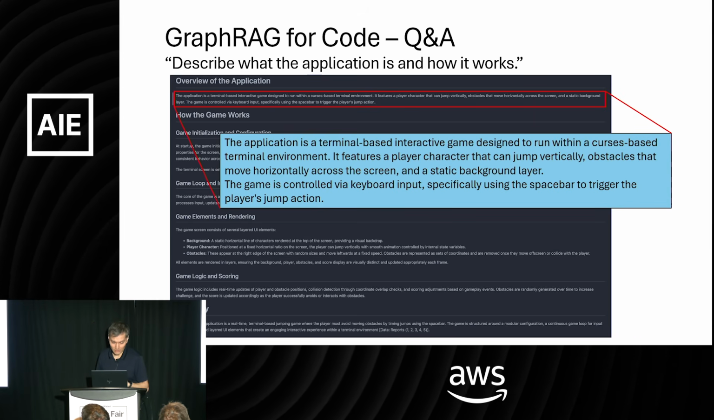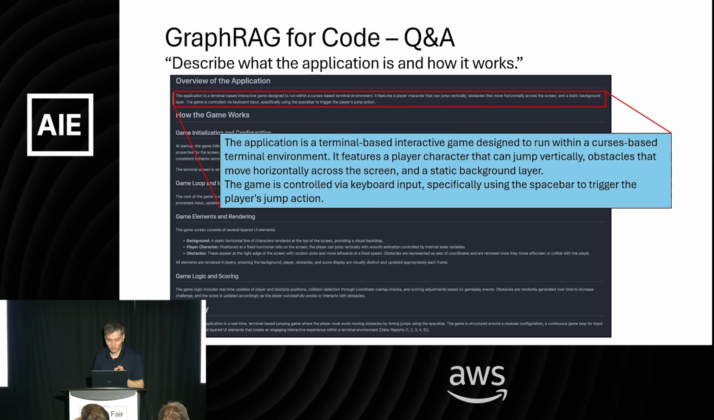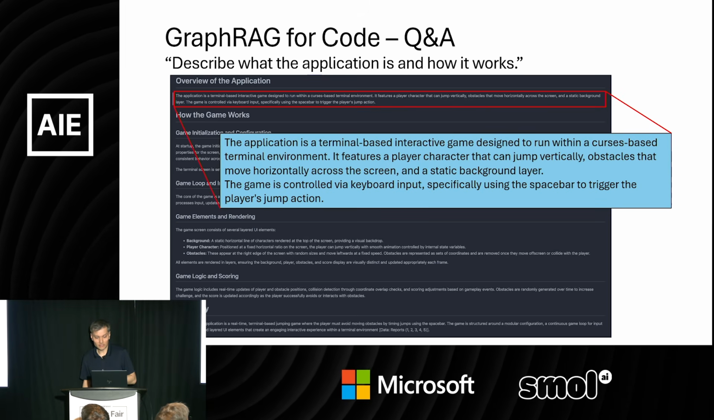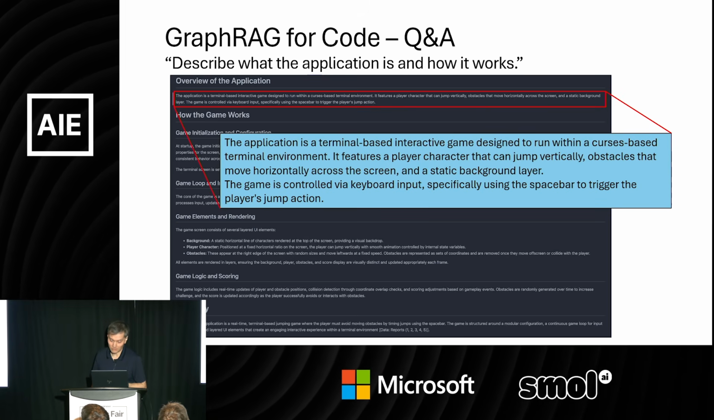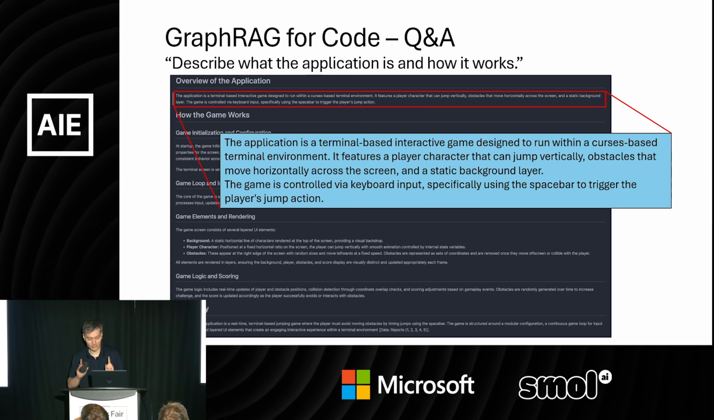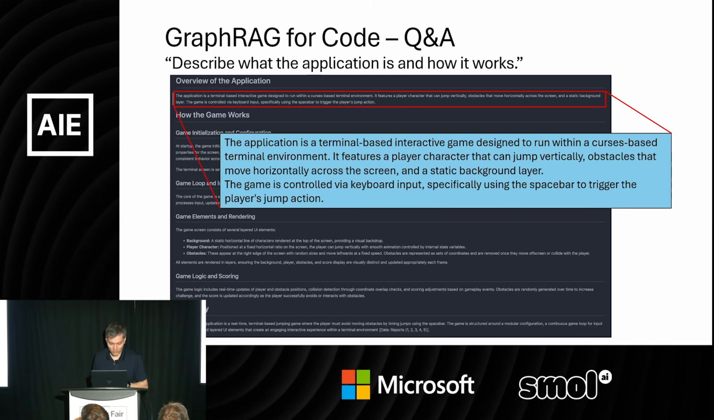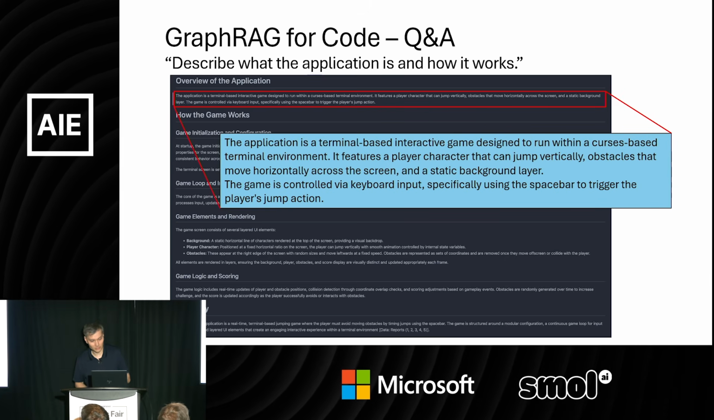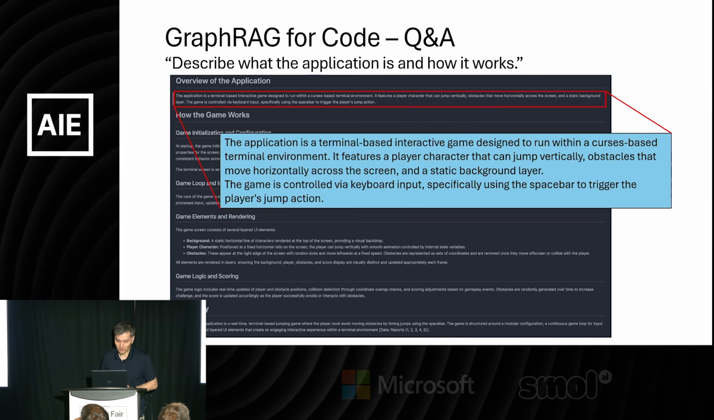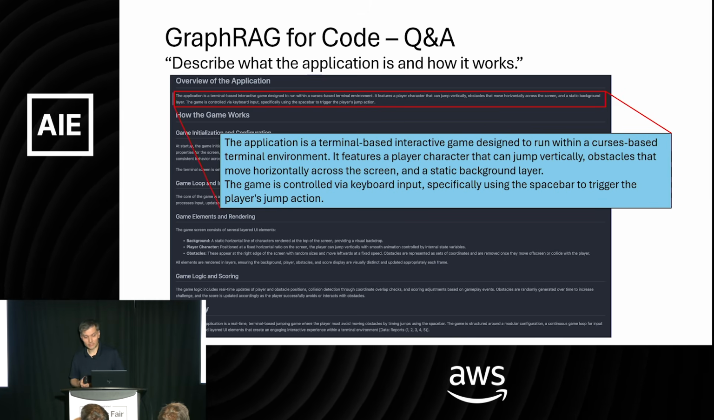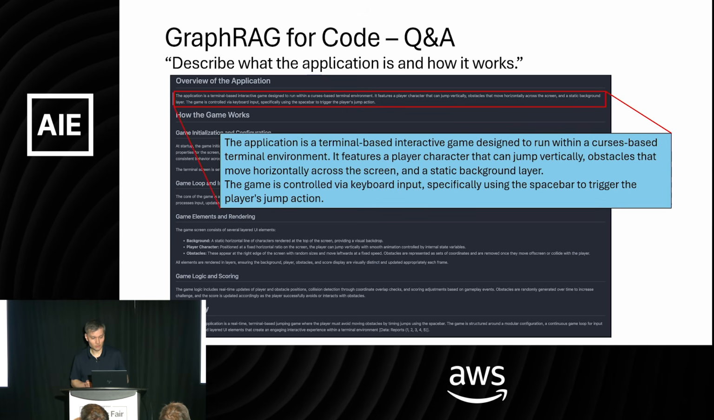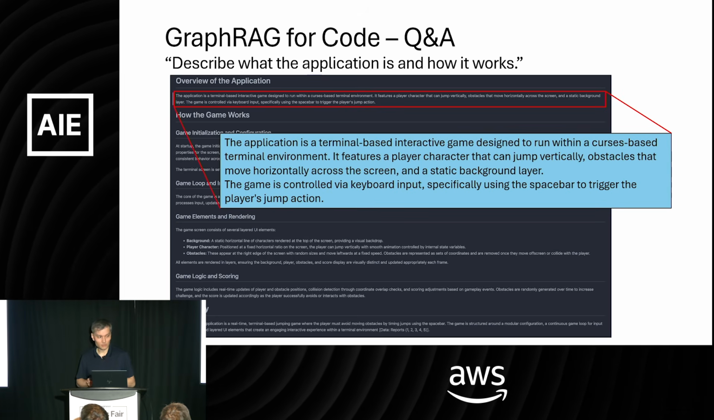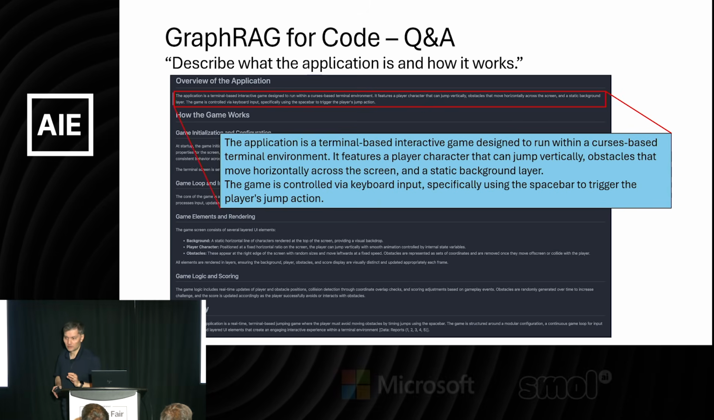So in GraphRAG for Code, it says, the application is a terminal-based interactive game designed to run in a curses-based terminal environment. So far, not much better, but this next line just kills it. It features a player character that can jump vertically, obstacles that move horizontally across the screen, and a static background layer. The game is controlled via keyboard input, specifically using the spacebar to trigger the player's jump action. So what this is showing you is semantic understanding.